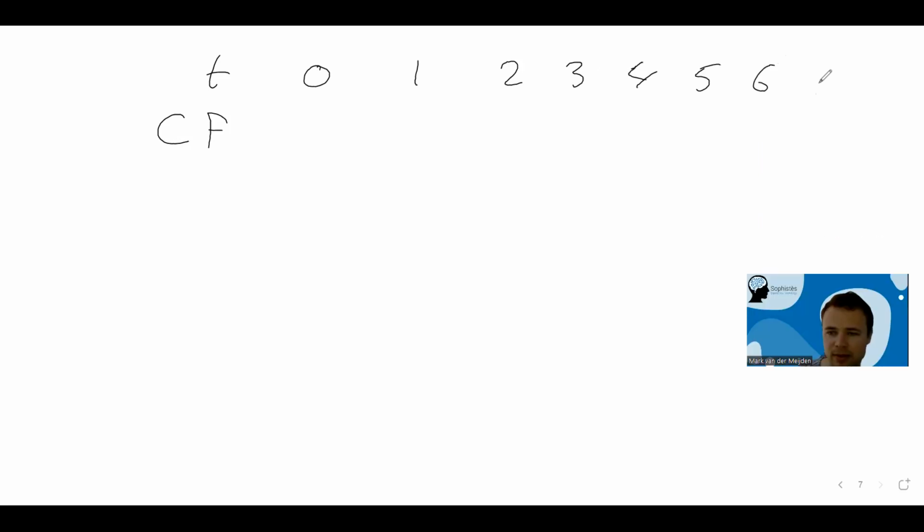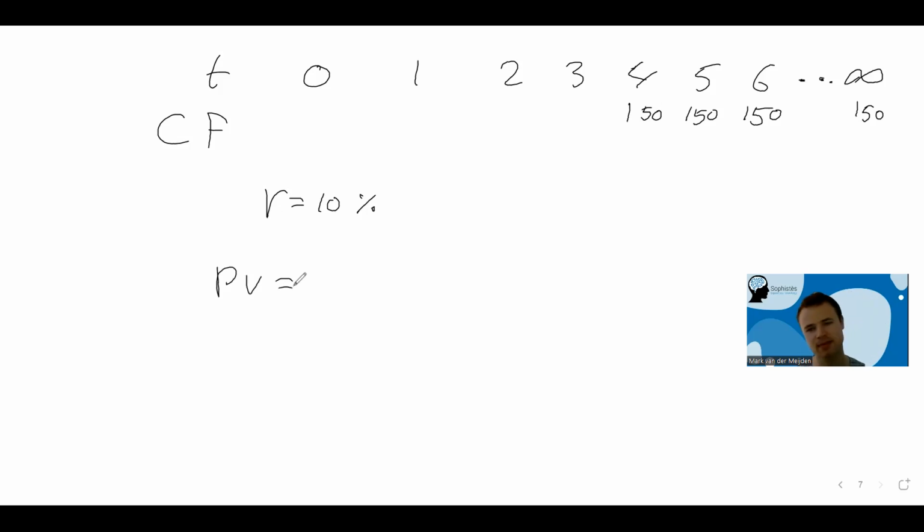Philip, would you like to help me with my next example? 0, 1, 2, 3, 4, 5, 6, all the way to infinity. So you get 150 euro each year. And your first cash flow is 4 years from now. And let's say that the R is 10%. How would you discount this?